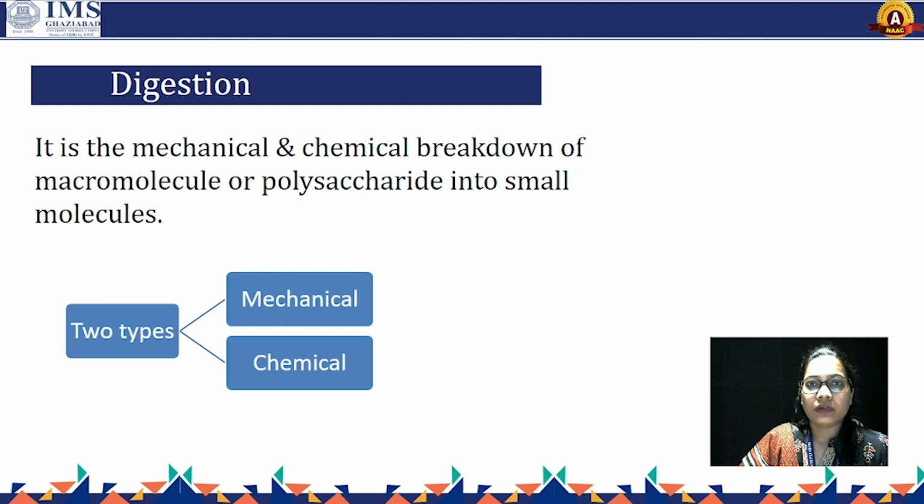There are two types of digestion: first is mechanical and the next one is chemical. The mechanical process involves our mouth, the oral cavity, which includes our teeth, tongue, and glands which secrete saliva. And chemical digestion involves the role of enzymes, which convert or dissolve the food into a soluble form.